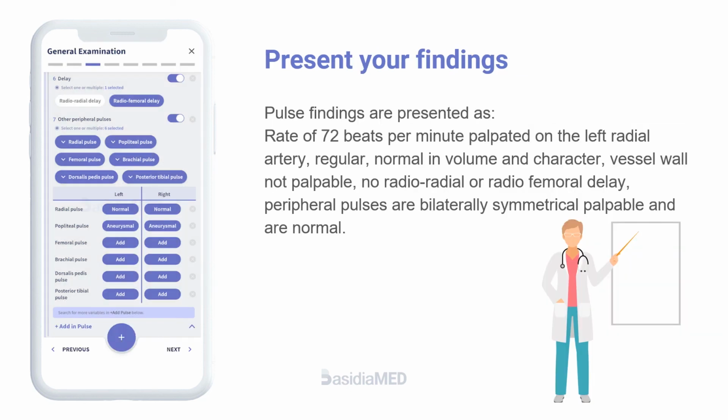Pulse findings are presented as: rate of 72 beats per minute, palpated on the left radial artery, regular, normal in volume and character, vessel wall not palpable, no radio-radial or radiofemoral delay. Peripheral pulses are bilaterally symmetrical, palpable, and are normal.